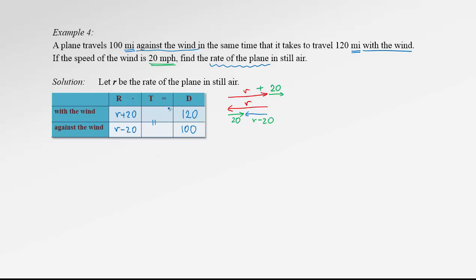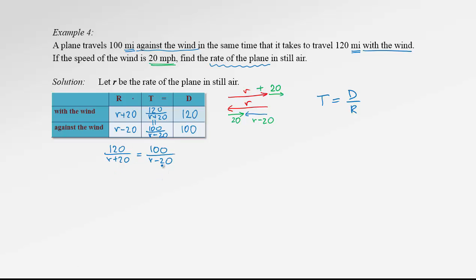To find out the expression for the time, we use the formula distance over rate, right? Let's write it again. Time is distance over rate. So this column divided by that column, 120 over r plus 20 equals 100 over r minus 20. Okay, so that's our equation. Let's write it down and solve it. 120 over r plus 20 equals 100 over r minus 20.